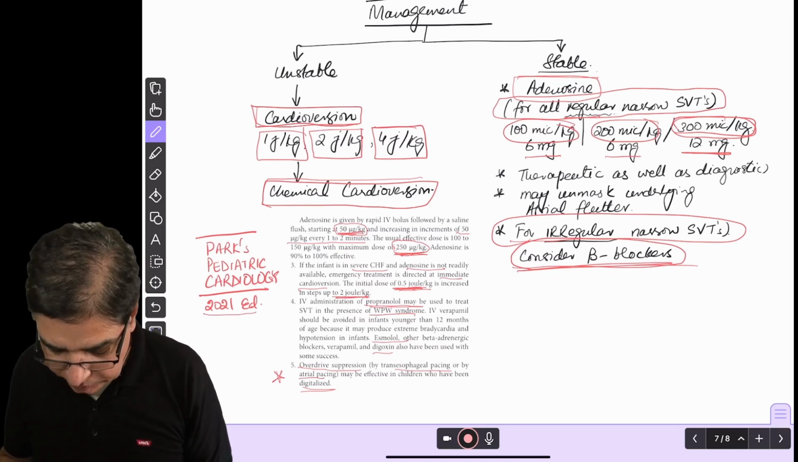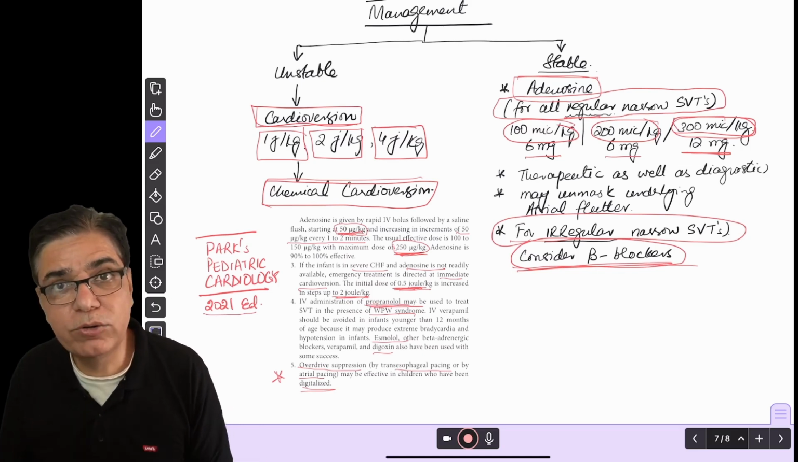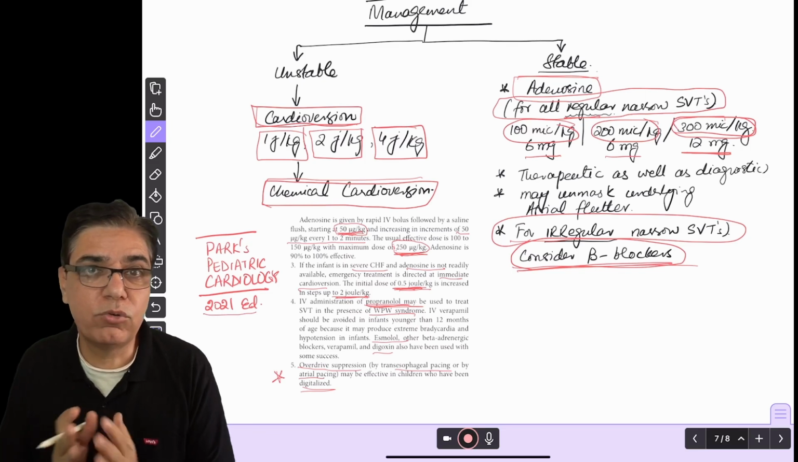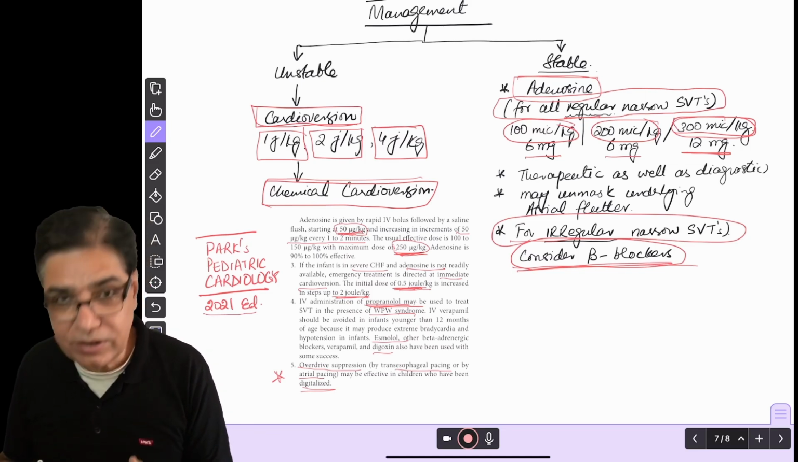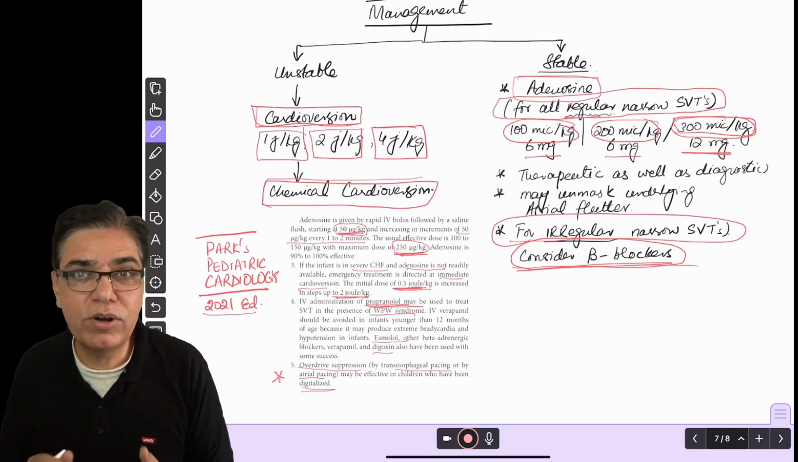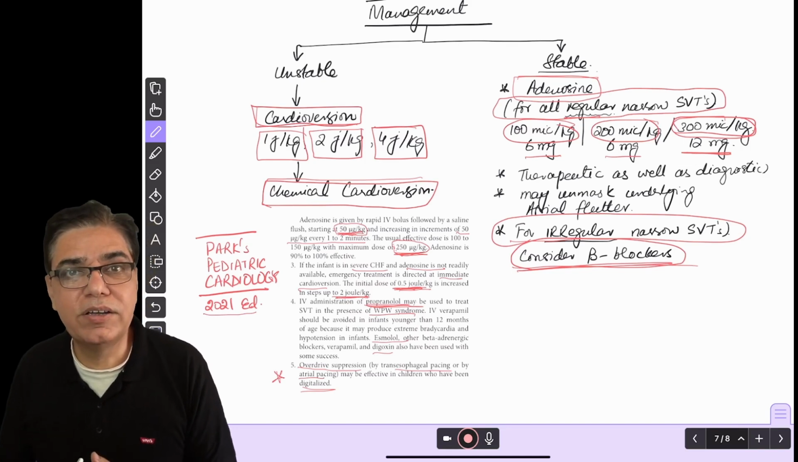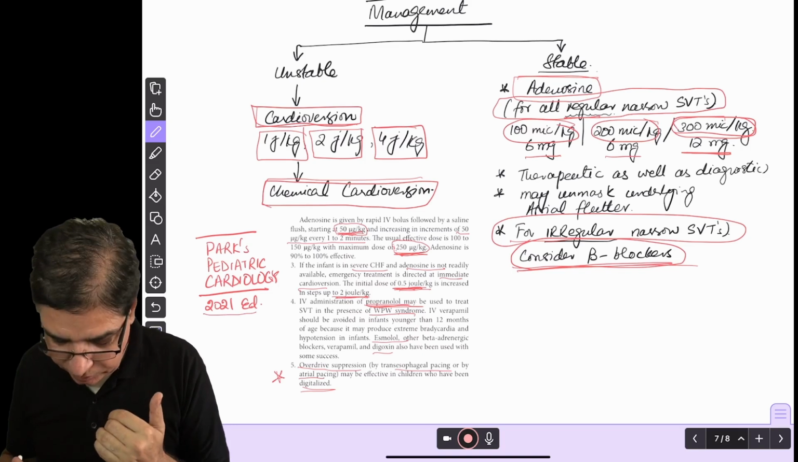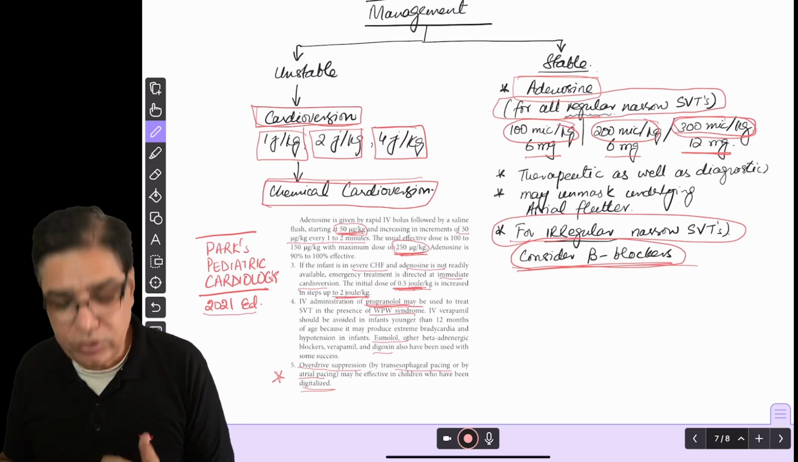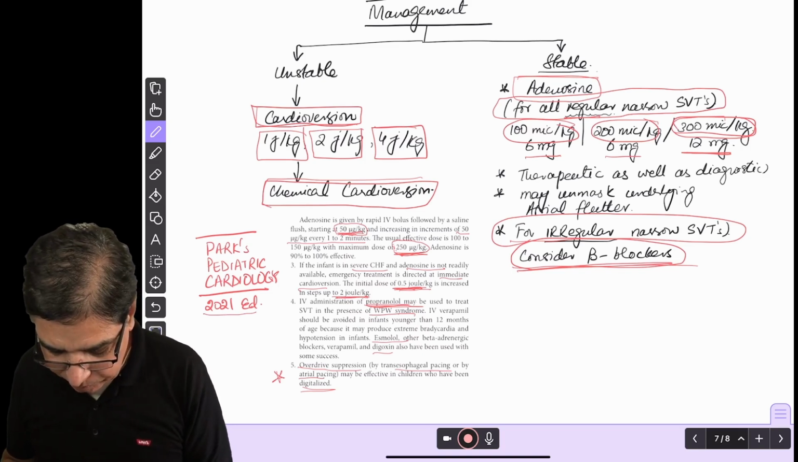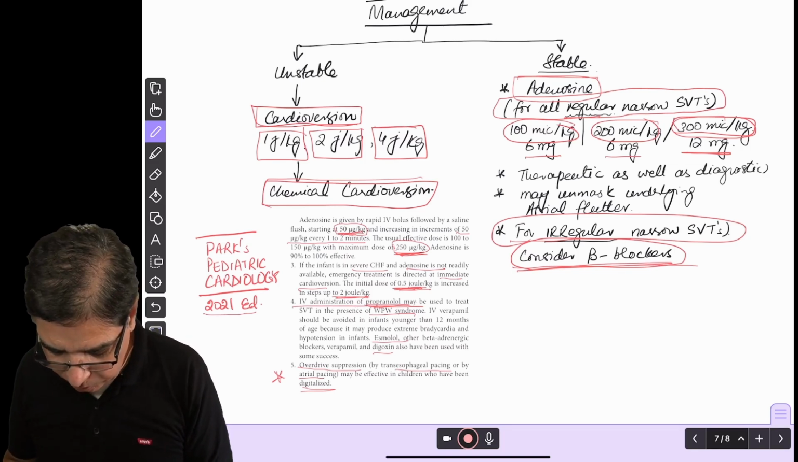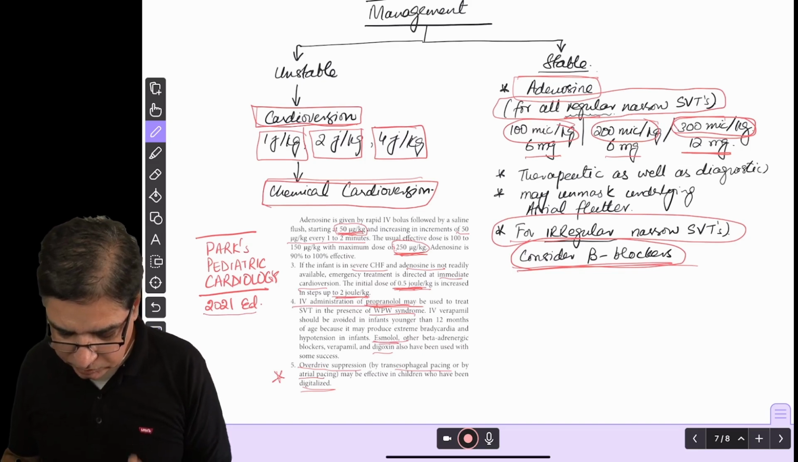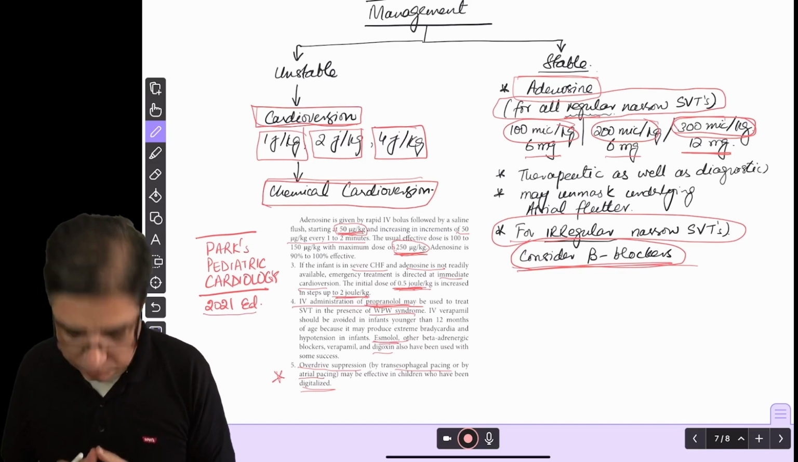rhythms, it recommends propranolol instead of adenosine, because as I told you, there's a possibility of Wolff-Parkinson-White syndrome with an underlying atrial fibrillation, which might give you an irregular narrow complex tachycardia, and if you give adenosine, that can actually convert it into full-blown ventricular fibrillation. That's why they recommend IV propranolol, or if IV propranolol is not available, esmolol, or in certain cases digoxin as well.